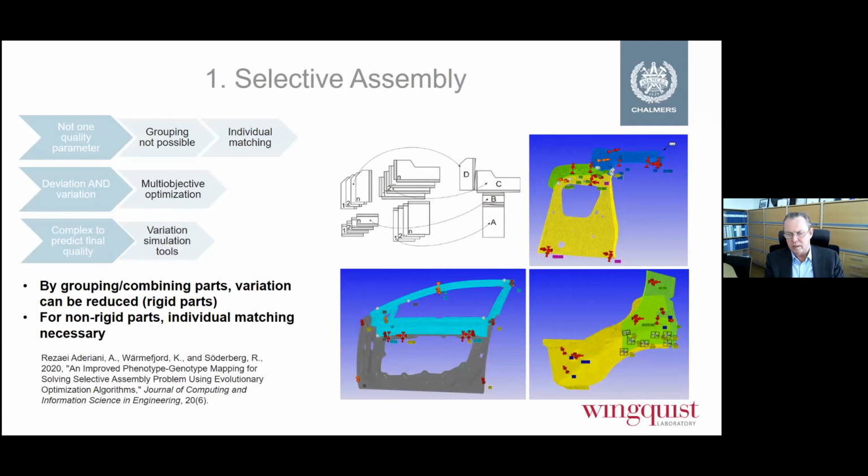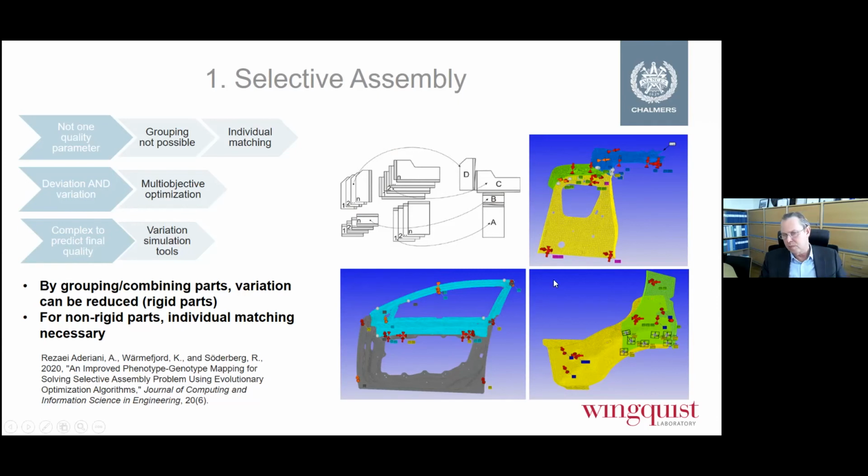So instead of randomly positioning parts relative to each other, you group the parts, and then you combine the groups in a way that gives you lower variation out. This is possible to do with groups when you work with rigid parts, when you typically have one dimension on the part affecting another dimension on the assembly level.